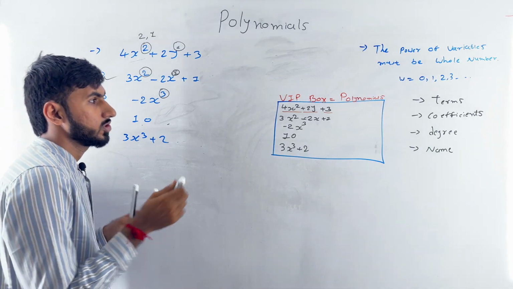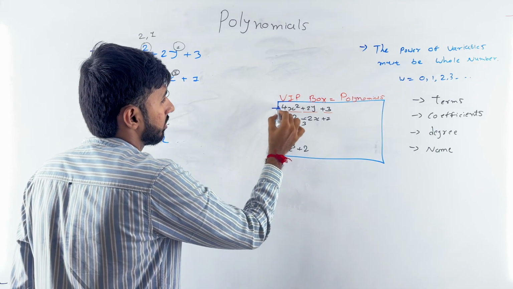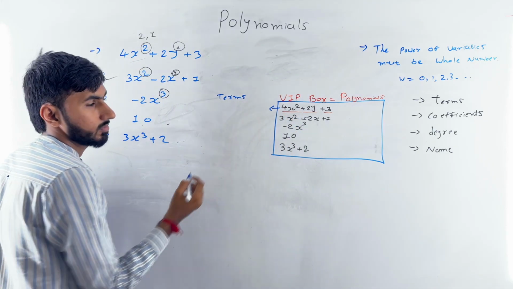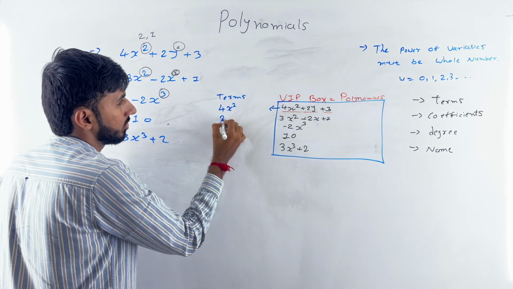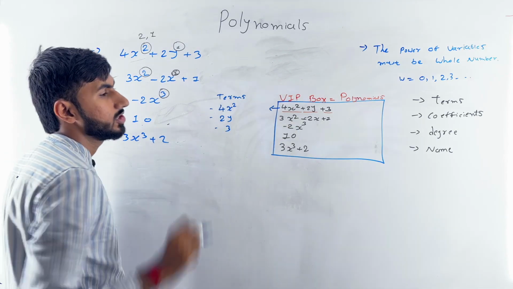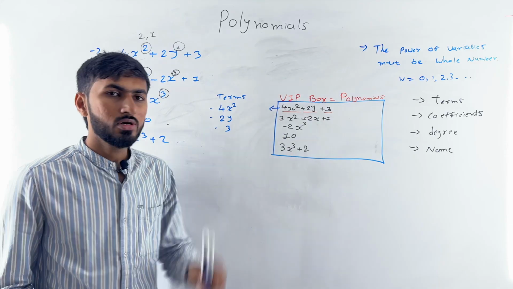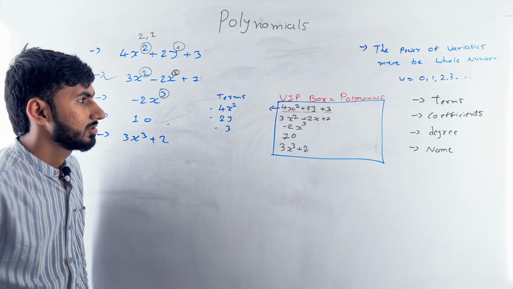So if I want to say, in this polynomial 4x square plus 2y plus 3, I have 3 terms, right? First one is 4x square, second one is 2y, and third one is 3. These three are the terms of this polynomial. Terms means the parts of the polynomial, right, which are separated by plus or minus sign.